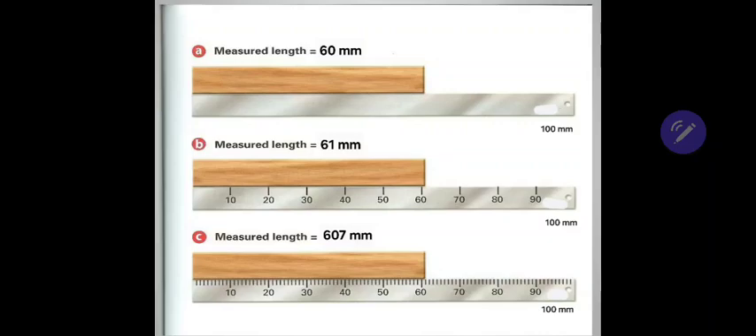And that doesn't mean like, well, graduated cylinders have this many decimal places that they measure to, or balances have this many. One balance may have one decimal place, while another may have four. It depends on that instrument.